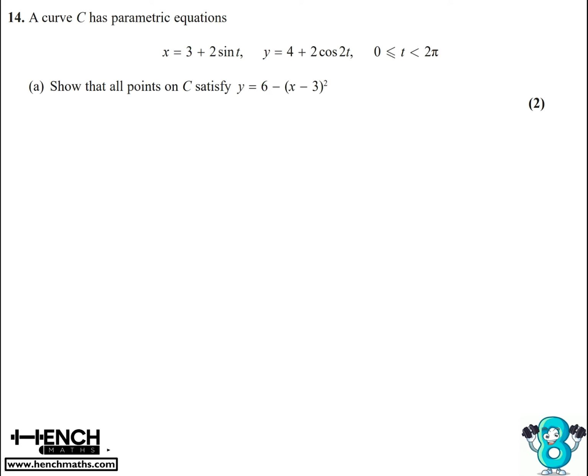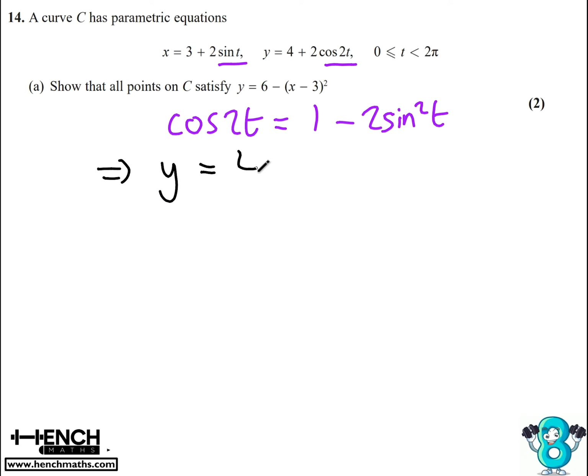Let's remind ourselves first of some of the double angle identities for cos 2t. So we want one that involves sine t. That will be useful to us. So cos 2t can be written as 1 minus 2 sine squared t. So that's a double angle identity for cos. The reason we've chosen that one is because x has got a sine t in it, and that will allow us to combine these two. So this implies that y will be equal to 4 plus 2 lots of this.